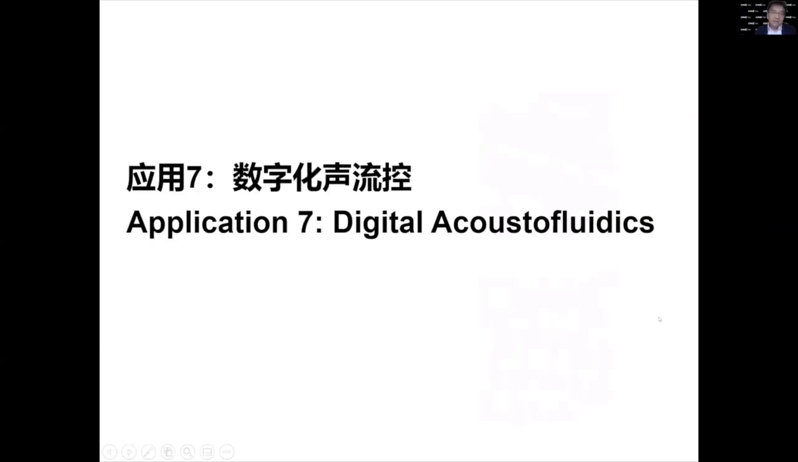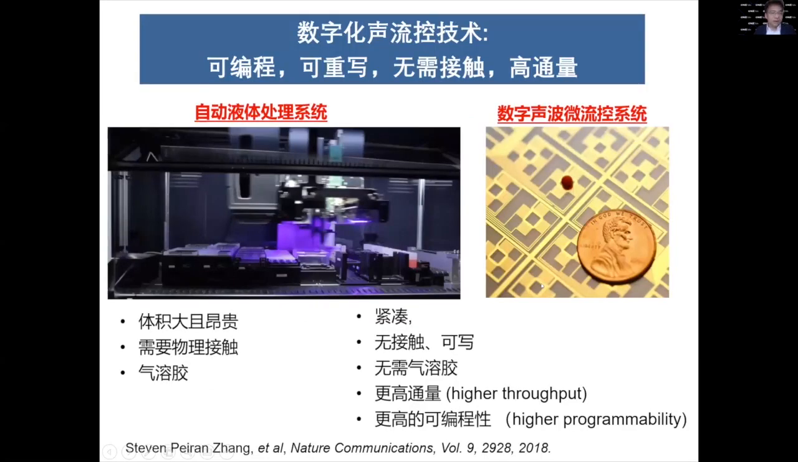So the next example I'm going to show you is digital acoustofluidics. Basically, it is to do fluid handling. Now, people are using robotics in pharmaceutical companies and other industries to do fluid handling. They are very bulky, very expensive. They also require physical contact. They need pipettes, and also generate aerosols, which is not biosafe.